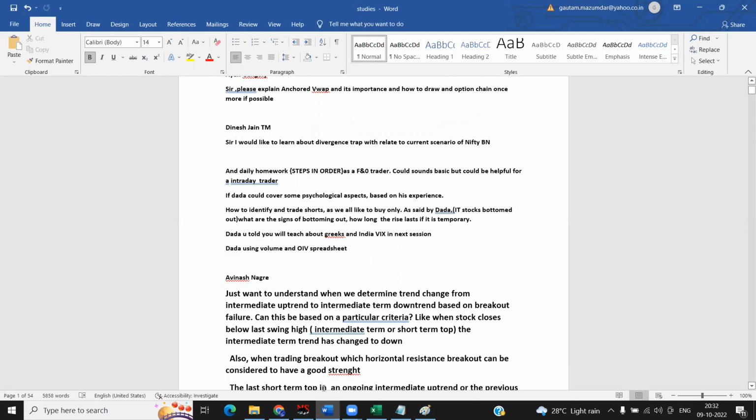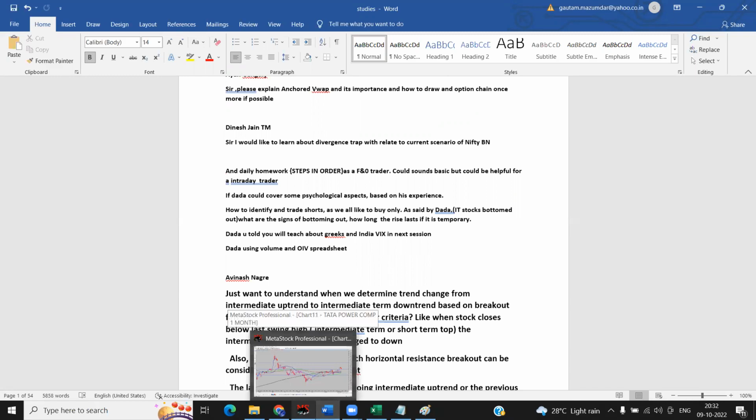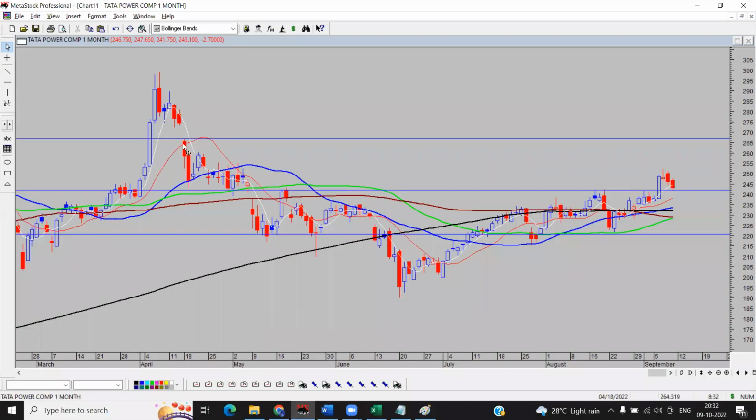Yes. Dada, when it reaches 265 in a delivery scenario, not in an option scenario, how do I play for the further upside? Because not necessarily I should get out at this price. So where should I shift my stop loss to in that case? In a delivery scenario, not in option scenario.